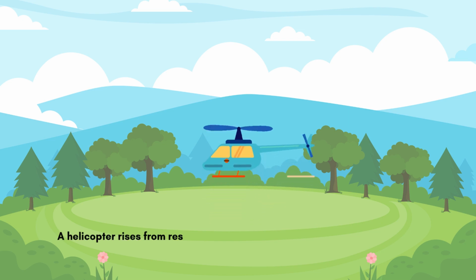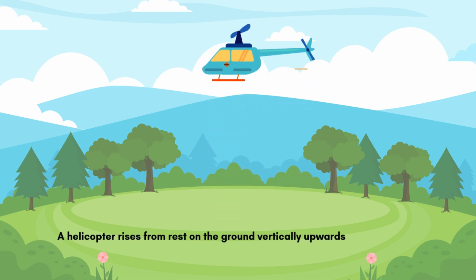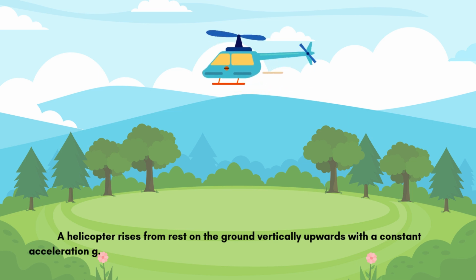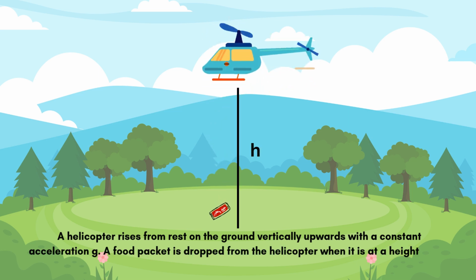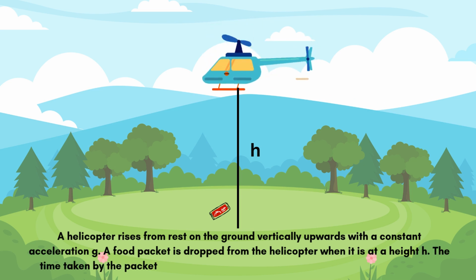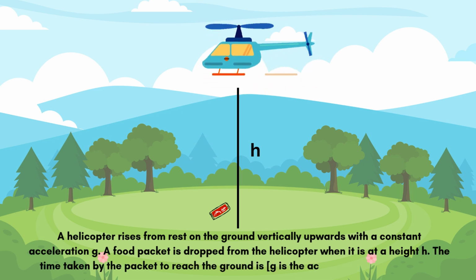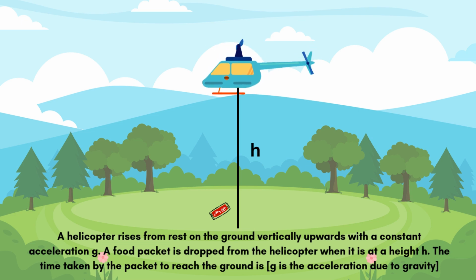A helicopter rises from rest on the ground vertically upwards with a constant acceleration g. A food packet is dropped from the helicopter when it is at a height h. Find the time taken by the packet to reach the ground. g is the acceleration due to gravity.